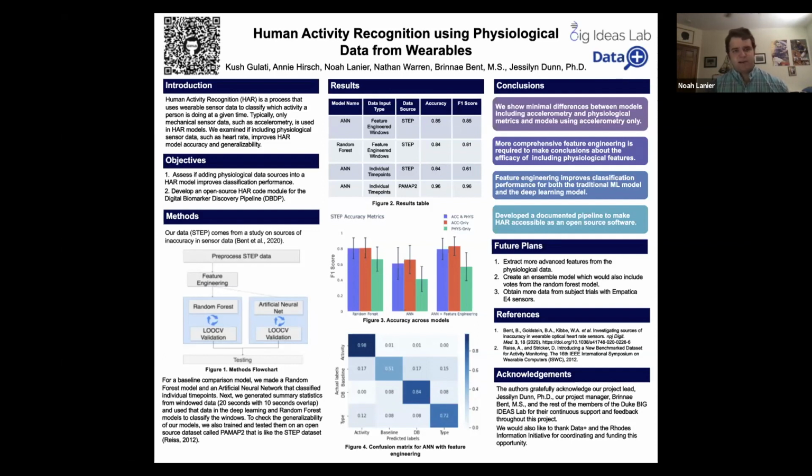Our second objective was, as we're making the code and making the models to try to solve this problem, we want to make that open source, part of a larger pipeline called the Digital Biomarker Discovery Pipeline that's made by a lab at Duke called the Big Ideas Lab. And so that if somebody has sensor data that has physiological things, they can use our code to figure out for themselves and experiment around.